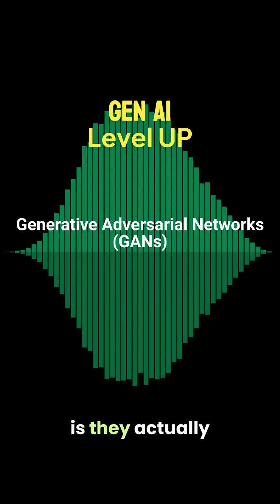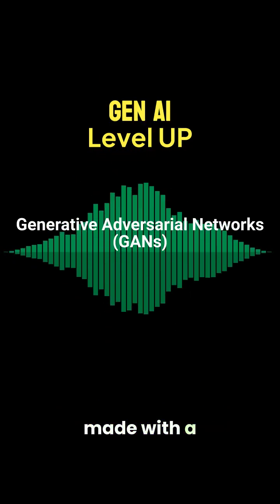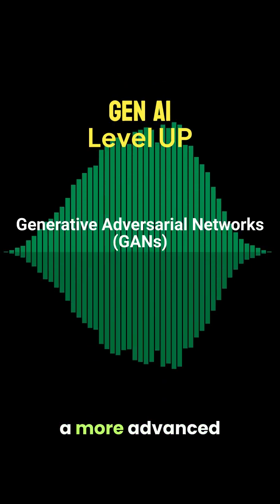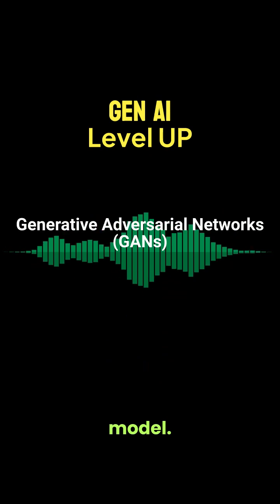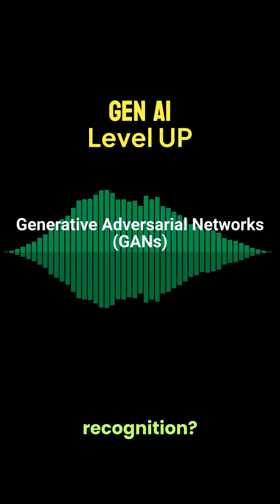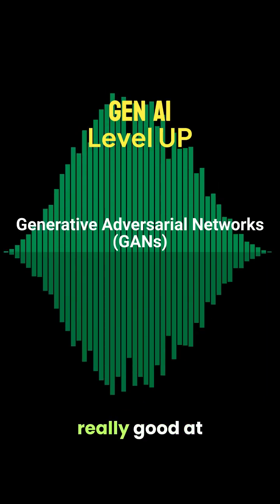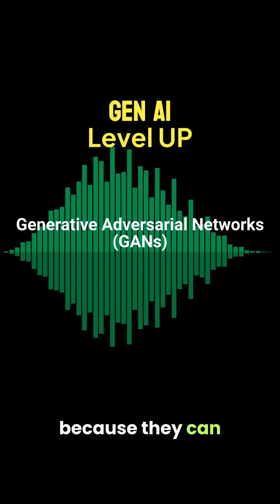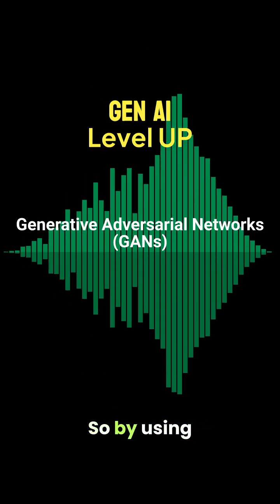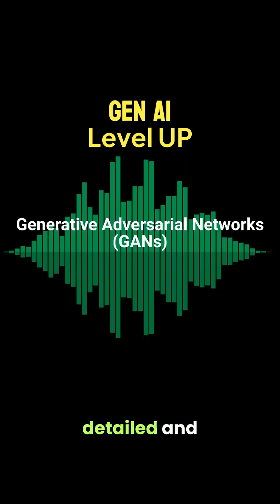Mm-hmm. And what's cool is they actually use two different approaches. Some images were made with a GAN using a simple, fully connected model, and others were made with a more advanced convolutional model. Hold on, didn't we talk about those convolutional models before? With image recognition? Yeah. Convolutional neural networks, or CNNs, are really good at dealing with images because they can pick up on features at different sizes and places within an image. So by using a CNN in the GAN, it makes the generated images even more detailed and real looking.